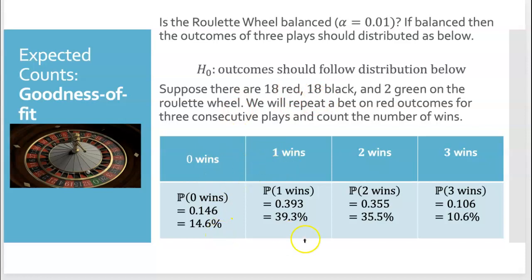So we calculated these before, and of course, you did this one in the last exam. We get 14.6%, 39.3%, 35.5%, 10.6%. So this is saying the probability of winning 0 out of 3 is a 14.6% chance, 1 out of 3, 39.3% chance, 2 out of 3, 35.5% chance, 3 out of 3, 10.6% chance. You've done these on the test, so that's why I don't get into how I create these, but you are more than capable of determining how we do that.